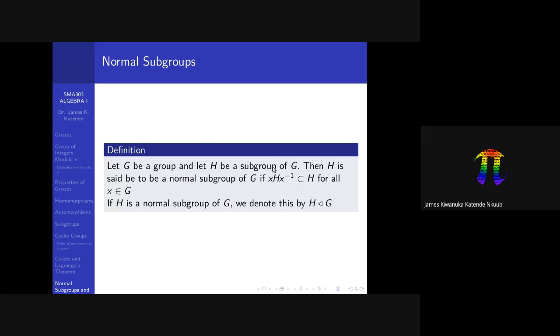We shall do some examples to illustrate what this means. This set here simply means you pick every element in H, multiply it by X on the left, and multiply by X inverse on the right. So every element in H here will be multiplied by X on the left and X inverse on the right. That's how you construct this set.